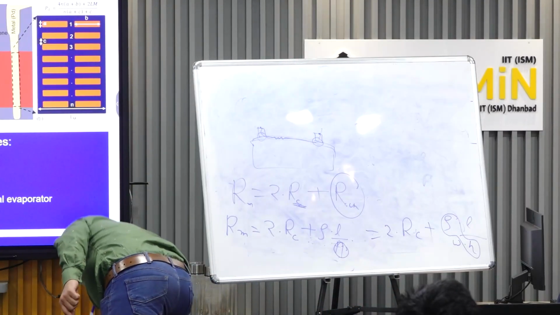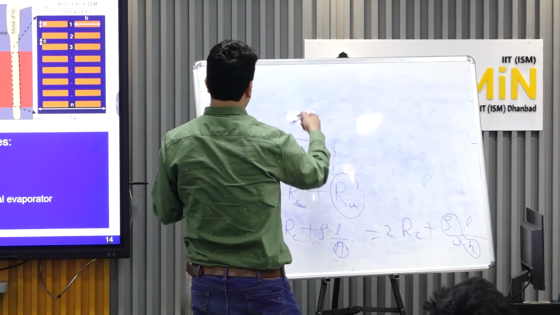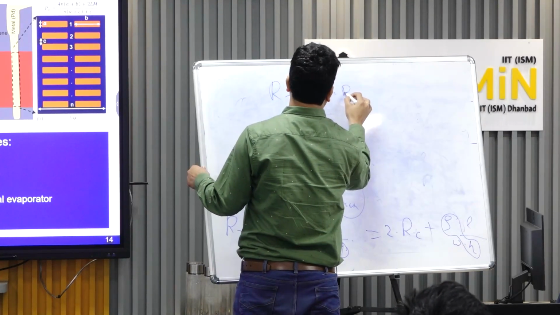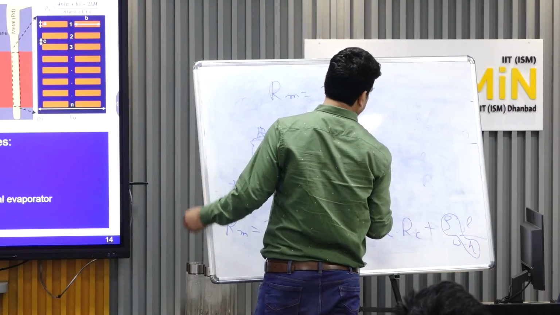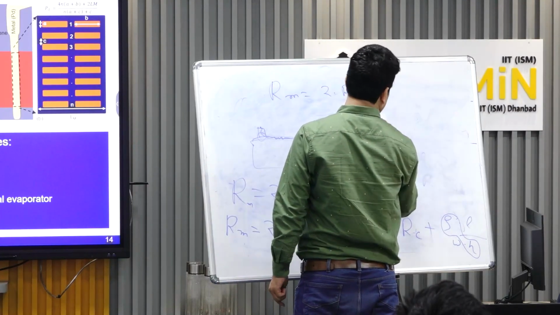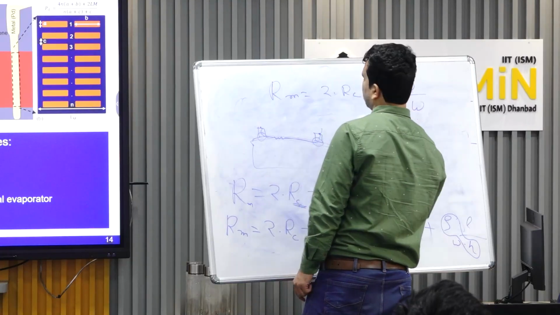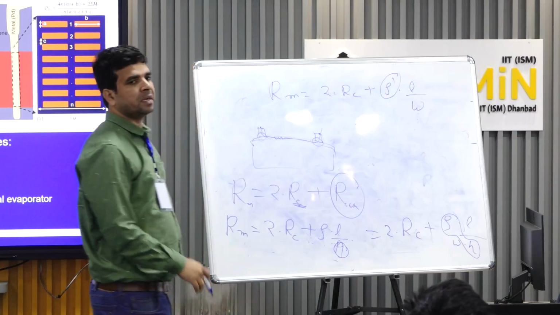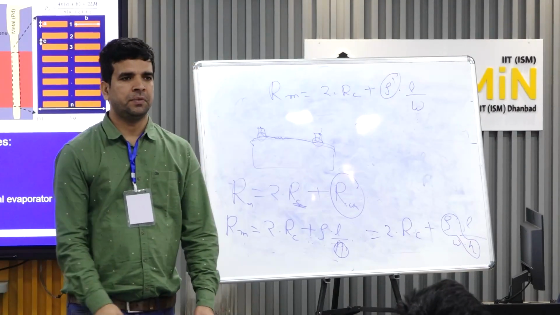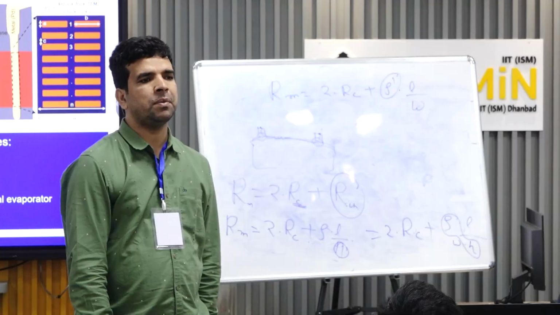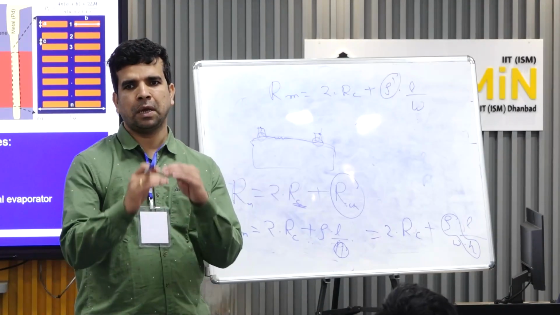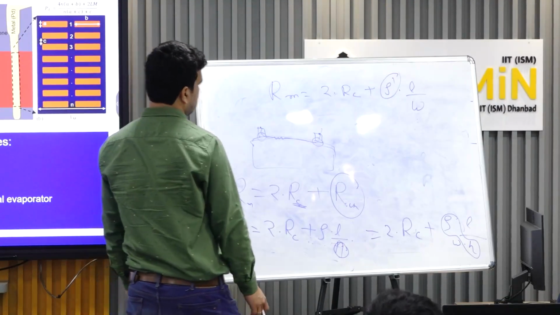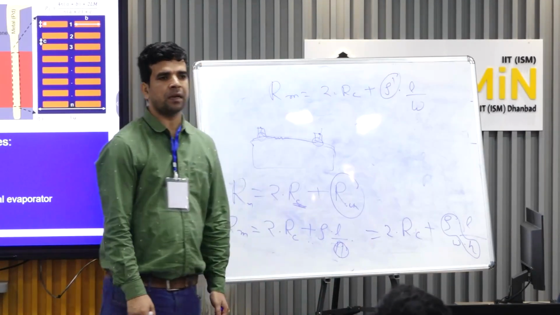So what you can do, total Rm will be 2 into RC plus rho prime into L by W, where rho prime is basically resistivity per unit height, which is known as sheet resistivity. So for a 2D material, you use sheet resistivity, basically your resistivity per unit height. Okay. Now things are clear?